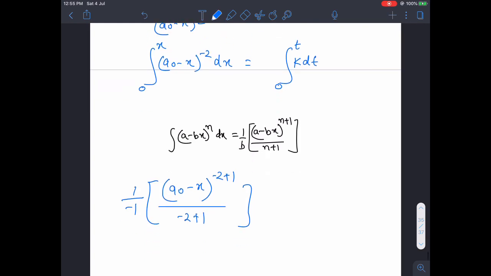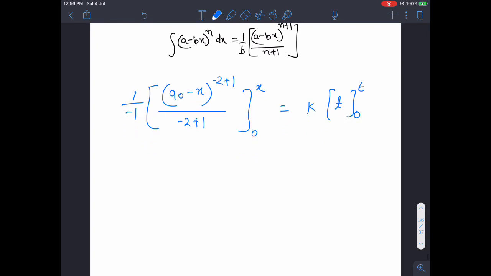And what is the limit? From 0 to x. On the right side, if you will integrate dt, k is a constant, it will come out and dt will become t. Its limit is 0 to t.